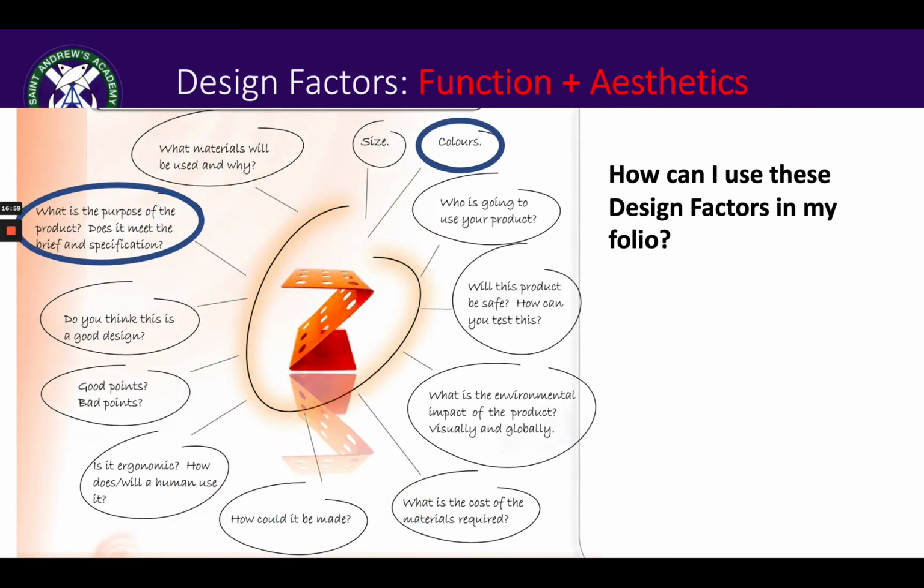So, for example, these are all things that you could write. There are more things you could write as well, but just looking at two of these examples, the colours, right? Why have I chosen the colour orange? What does the colour orange bring to that design? Is it for a certain user? Is it to make it stand out on the shelf? Is it to tie in with the colours in my bedroom where it's going to be kept? Why is it that colour? Right? Why have you chosen that colour aesthetically?